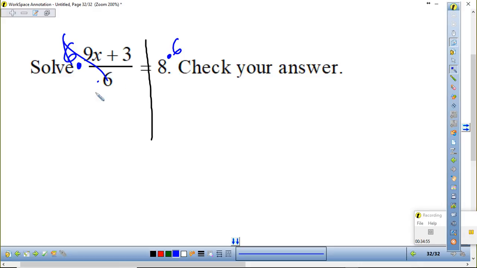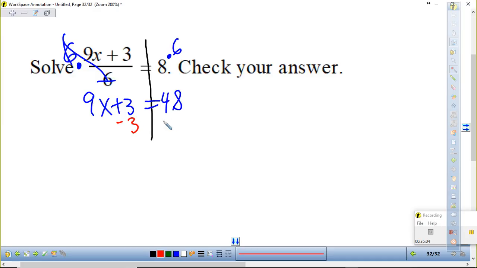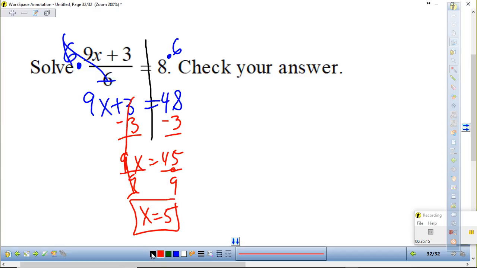So this becomes 9x plus 3 equals 48. And we know what to do from there, yes? Minus 3 minus 3. 9x equals 45. Divide by 9. X equals 5. Let's check our answer.